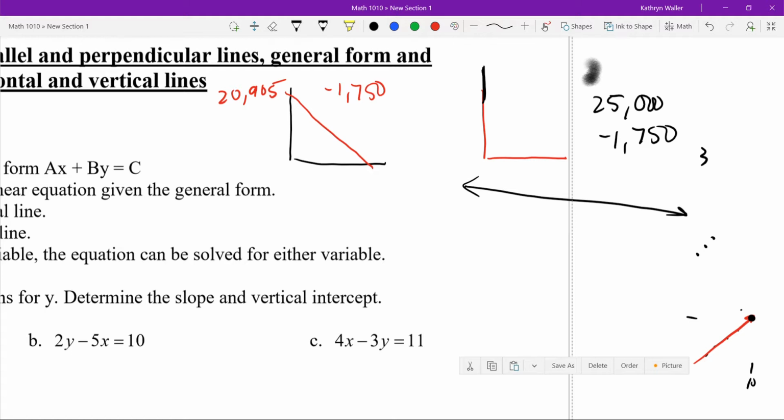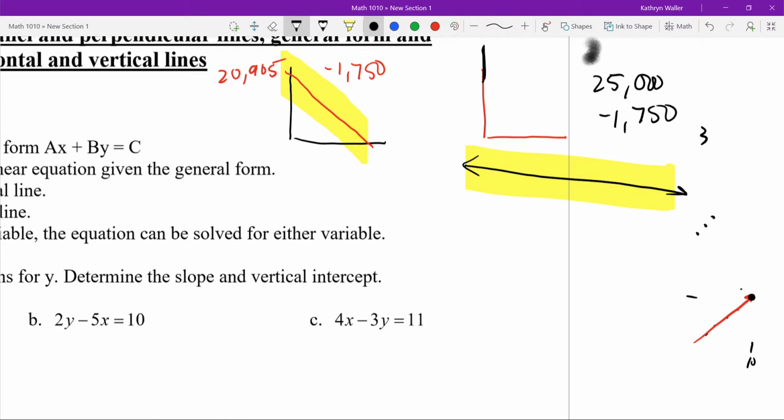Somebody else go. What's the same? Go ahead. They have the same slope. So this line right here would actually not be right because it has to be what with that line? What's that word I'm looking for? Parallel. If the slopes are the same, then they're parallel.